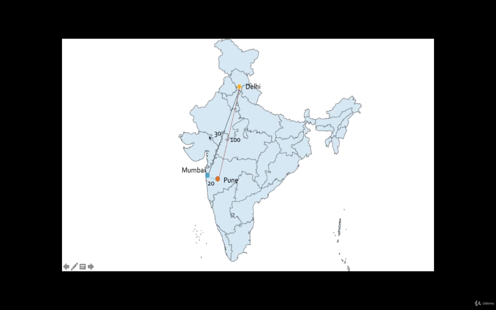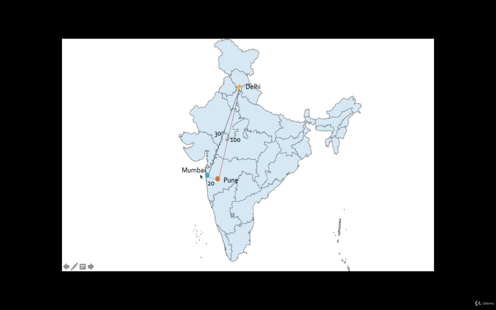But here the site link costs we have already determined. So the site link cost from Delhi to Pune via Mumbai would be 30 plus 20, equal to 50. But Delhi to Pune directly, the site link cost is 100. As I said before, the least site link cost is given replication priority first. So here Pune will get the replication changes from Delhi via Mumbai only.